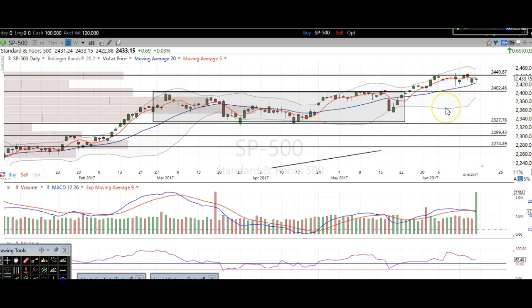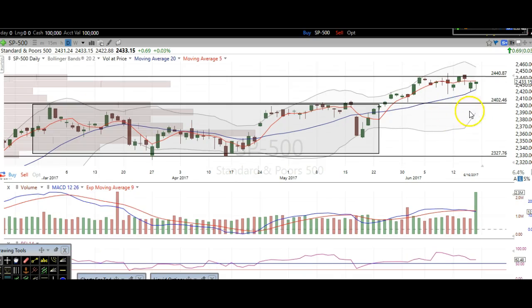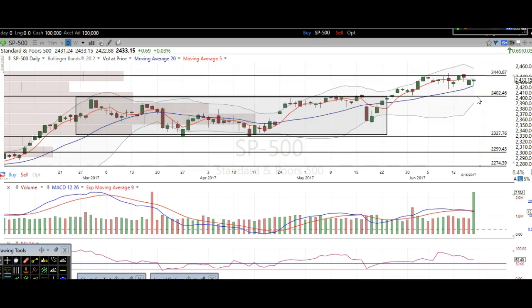Alright, so let's take a look at the S&P 500 here to start. I want to point out a couple of things that we're seeing on the S&P 500. So clearly we have two clear levels. The first one is this support right here, 2402. That's based off of the highs of this little box right here that we broke out of right here. So if we do get some kind of a drop into this level, this is a great bounce zone.